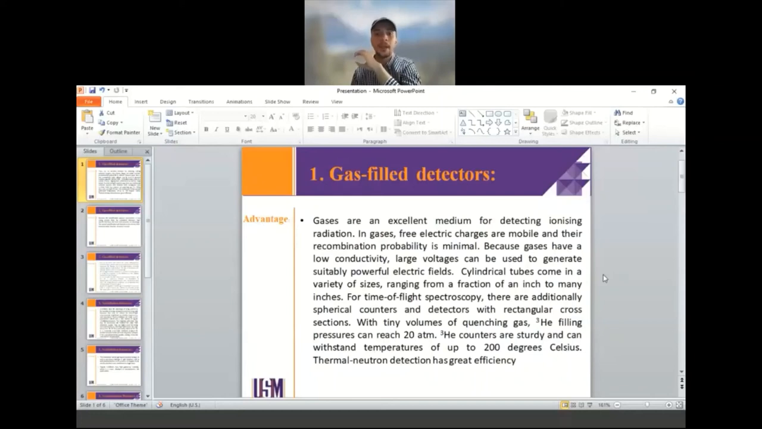Cylindrical tubes come in a variety of sizes, ranging from a fraction of an inch to many inches. For time of flight spectroscopy, there are additionally spherical counters and detectors with a rectangular cross-section with a tiny volume of a quenching gas. Helium-3 filling pressure can reach 20 atm. Helium-3 counters are sturdy and can withstand temperatures of up to 200 degrees Celsius. Thermal neutron detection has a great efficiency.